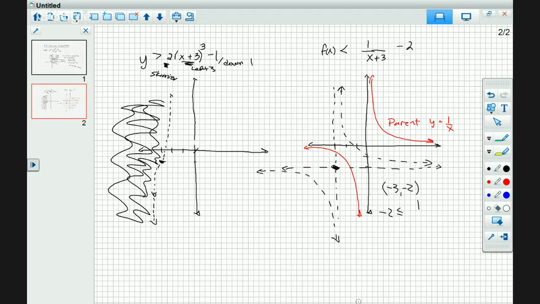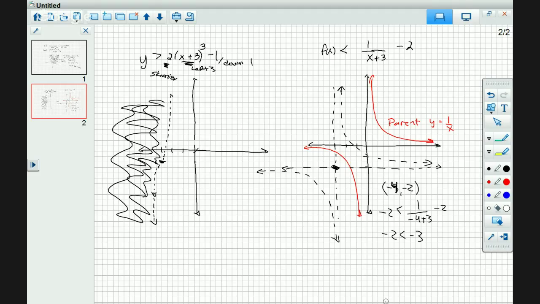That's going to be undefined, so I'm going to pick a different one. How about -4? See, if I plug -3 in there, it's going to be 0 in the denominator. Bad news. So I'm going to pick -4 here. What do we get? That's -1.